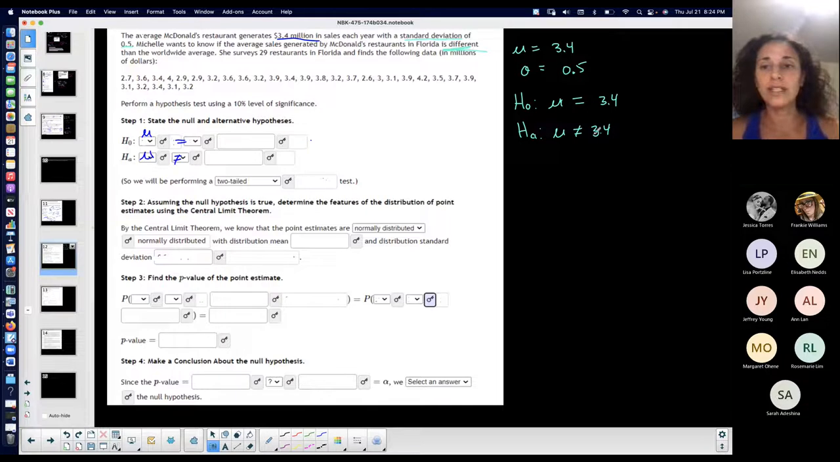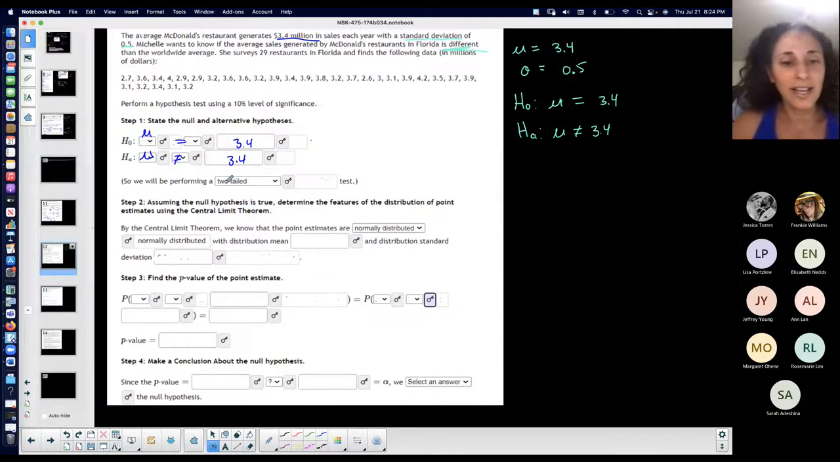What value? Well, we're running a test comparing it to 3.4. So this is how we figure out what to put in all these different things. Oh, I forgot to erase this, but it says, so we will be performing a, and then it has a drop down: left, right, or two-tailed test.